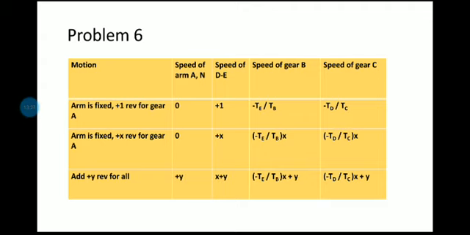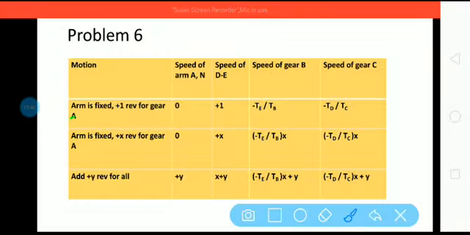So the first row will be the same: arm is fixed, you have to give +1 revolution to any gear. Here we are giving +1 revolution to gear D. Okay, not A, I'm sorry, this is not correct. This is D. This is also D. So arm is fixed, +1 revolution to gear D. So first box 0, then +1. So if D rotates 1 revolution, what will be the speed of B?